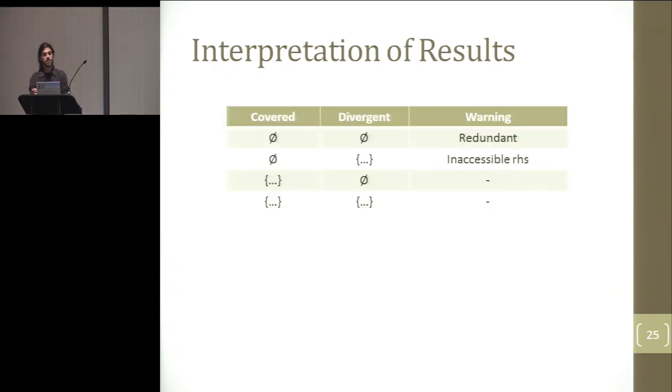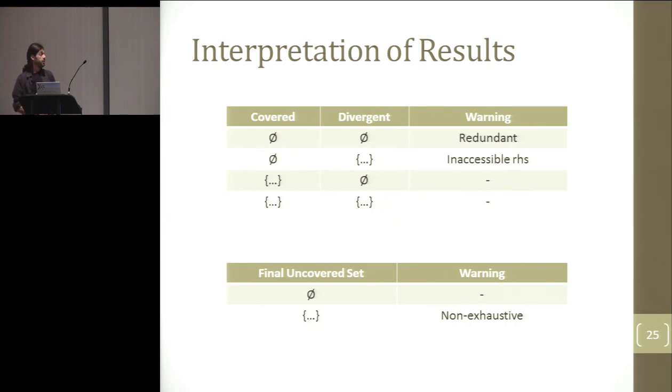Well, how to interpret the results? If both the covered and the uncovered set are empty, this means that the clause is actually redundant, and we can safely remove it. If the covered set is empty, but the divergent is not, it means that we'll never get the right-hand side, but this clause forces some arguments, so it just has an inaccessible right-hand side, but cannot be removed. The other 2 cases are just useful, so we make no warning whatsoever. And for the uncovered set, well, if it's non-empty, this means that there are cases that are not covered, so we issue a non-exhaustive warning. Otherwise, our function is total.